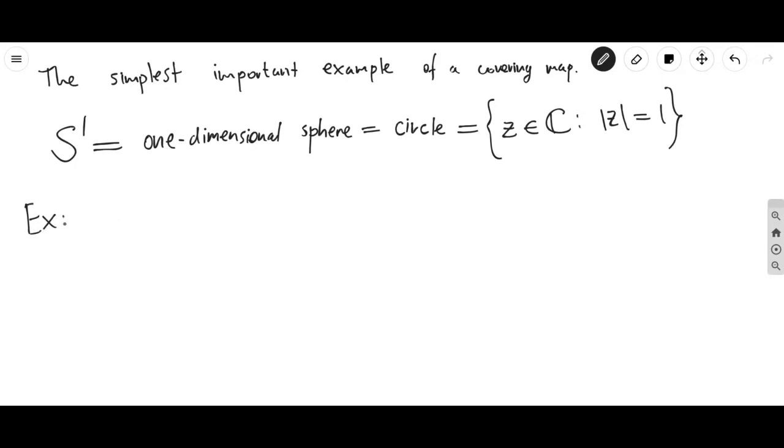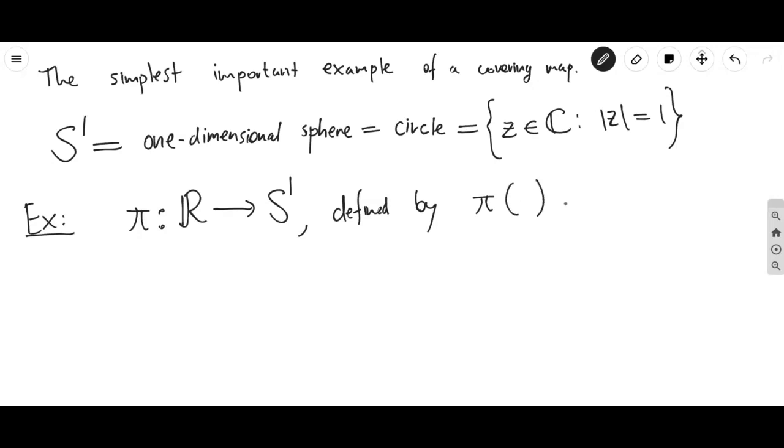So in this example, we have the following covering map, pi. Pi is going to map the real line to the circle. I have to define how this mapping works. This is going to look a little bit funny, but I'm intentionally doing it because it looks funny. So pi over a real number, let's say our real number is denoted by the variable t. We have to say what it does to a real number t.